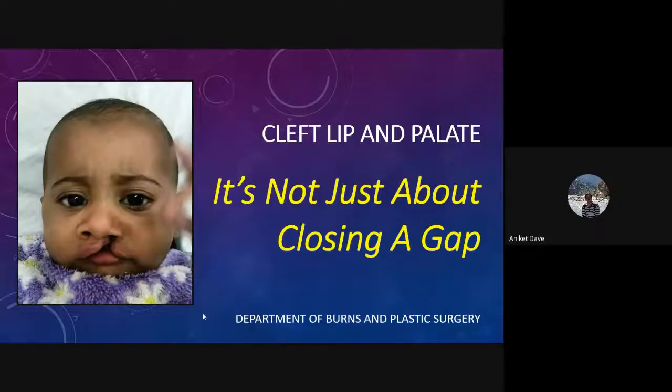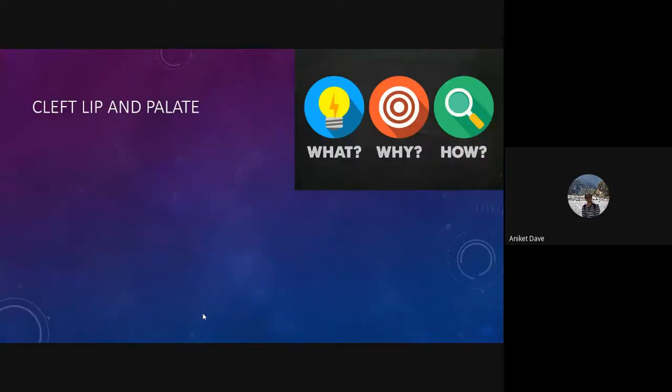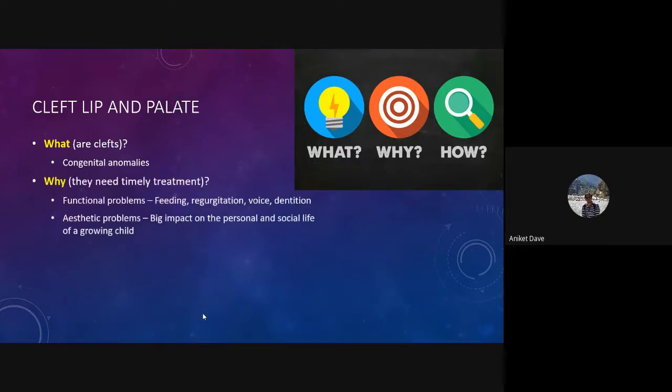Without closing a gap. Of today's presentation, and I hope I can clarify this theme to you in the next few minutes. So I'll be starting with the what, the why, and the how, and the gist of this presentation that I'm going to make today. So what are the clefts? These are congenital anomalies, which I'll be elaborating in more detail later on, and why they need timely intervention. It's because of the functional problems as well as the aesthetic problems that these kids have.